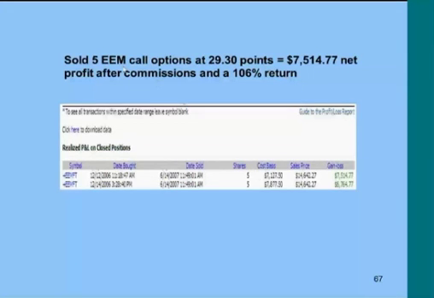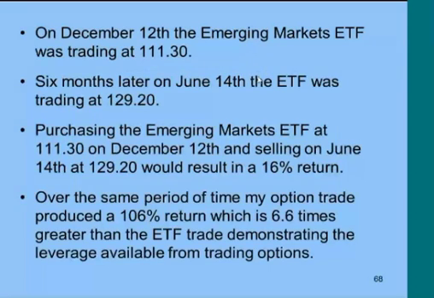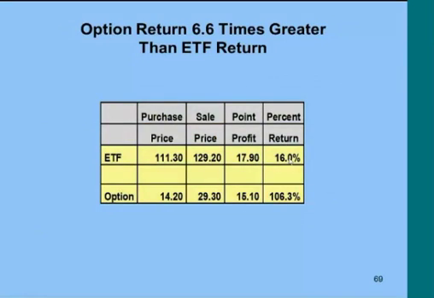Then I later sold these 5 options at 29.30, and I had a $7,500 profit, net profit after commissions, and a 106% return. Over the same period of time, the emerging market ETF was up 16%, and the option was up 106%. So the leverage the option provided was about 6.6 times the leverage that you would get from owning the ETF. This is just an example of the leverage that options provide. Of course, that can work both ways.